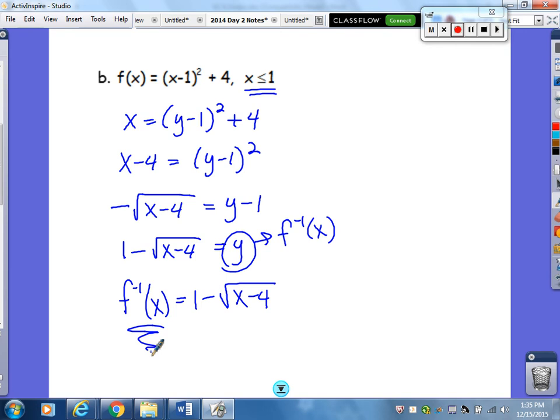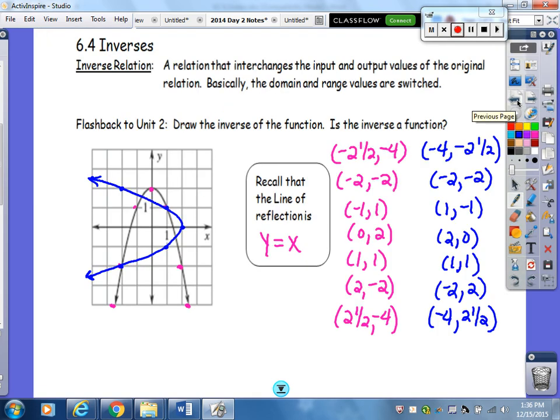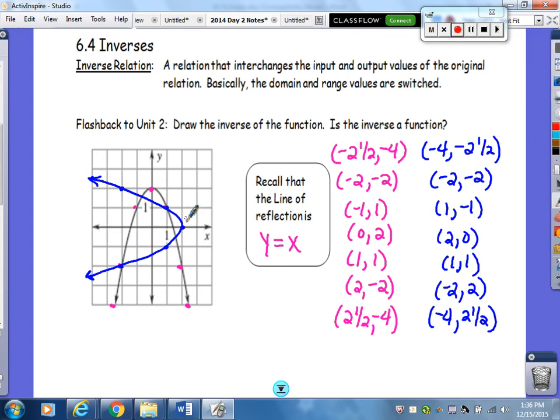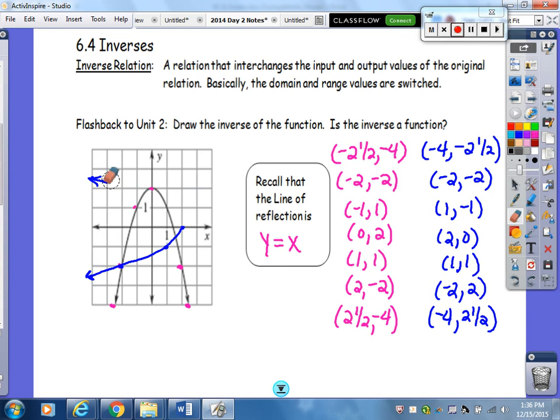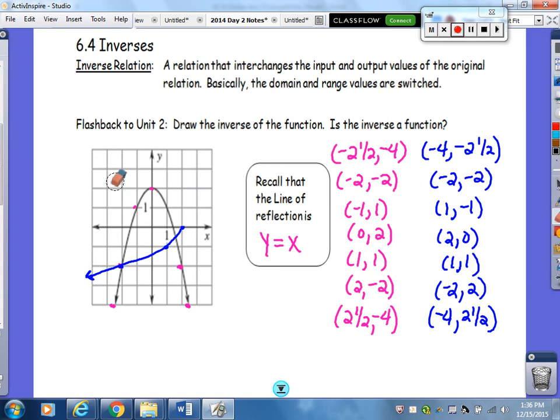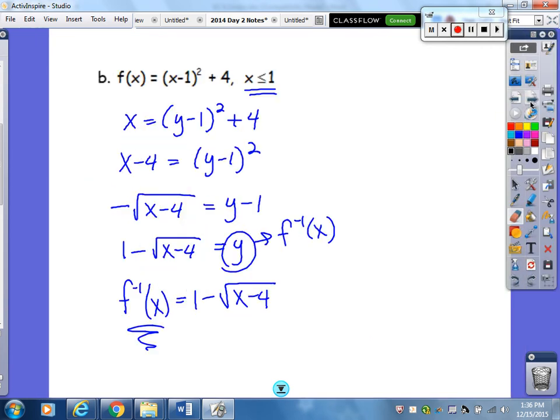All right, so think about what we've done here. Okay, well, going back to this original drawing over here. By doing this, we're not taking this upper half here. We're only keeping the lower half, all right, which is going to make the inverse a function. So that's what that restriction does. When you do a plus or minus and you see that restriction, you're either going to keep the positive half or the negative half. And the whole reason for doing this is to make that inverse a function.